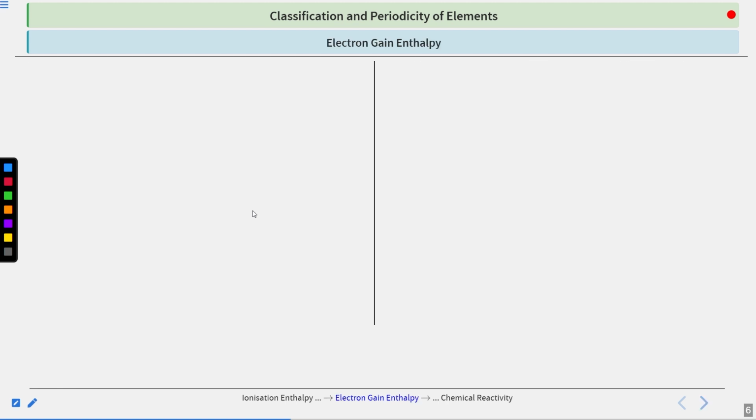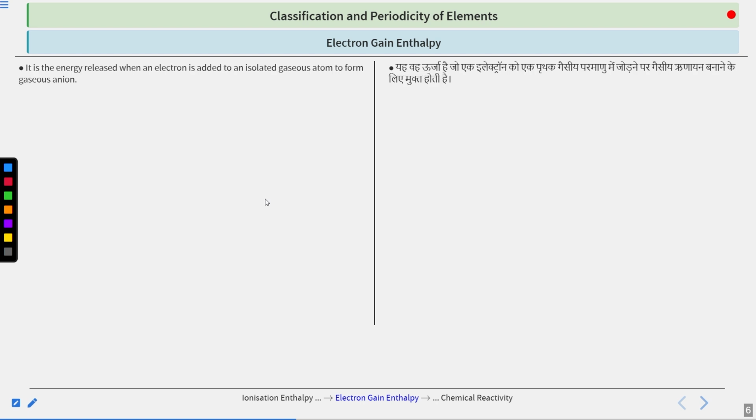Next is electron gain enthalpy. What is electron gain enthalpy? It is the energy released when an electron is added to an isolated gaseous atom to form a gaseous anion, right? So if ionization enthalpy is the removal of an electron from a gaseous atom, then electron gain enthalpy is the addition of an electron to the gaseous atom, and we get a gaseous anion. If it is already in the gaseous phase, well and good. If not, we have to convert it into the gaseous phase first.